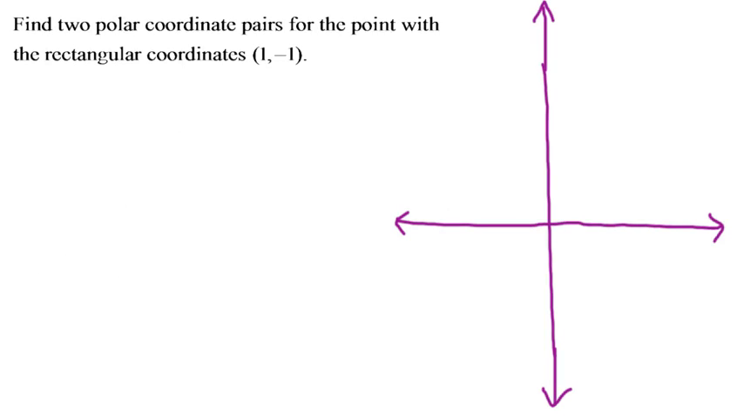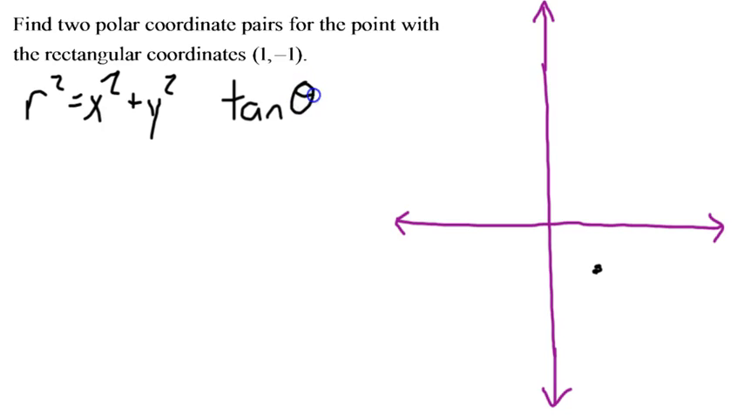In the last example, we're going to find two polar coordinate pairs for the point with the rectangular coordinates (1, -1). If we just want to think about where this point would be to give us a reference, if we went over 1 and down 1, our point would be somewhere in this location. So the two formulas we're going to have to use in this case are r squared equals x squared plus y squared, and tangent theta equals y over x.